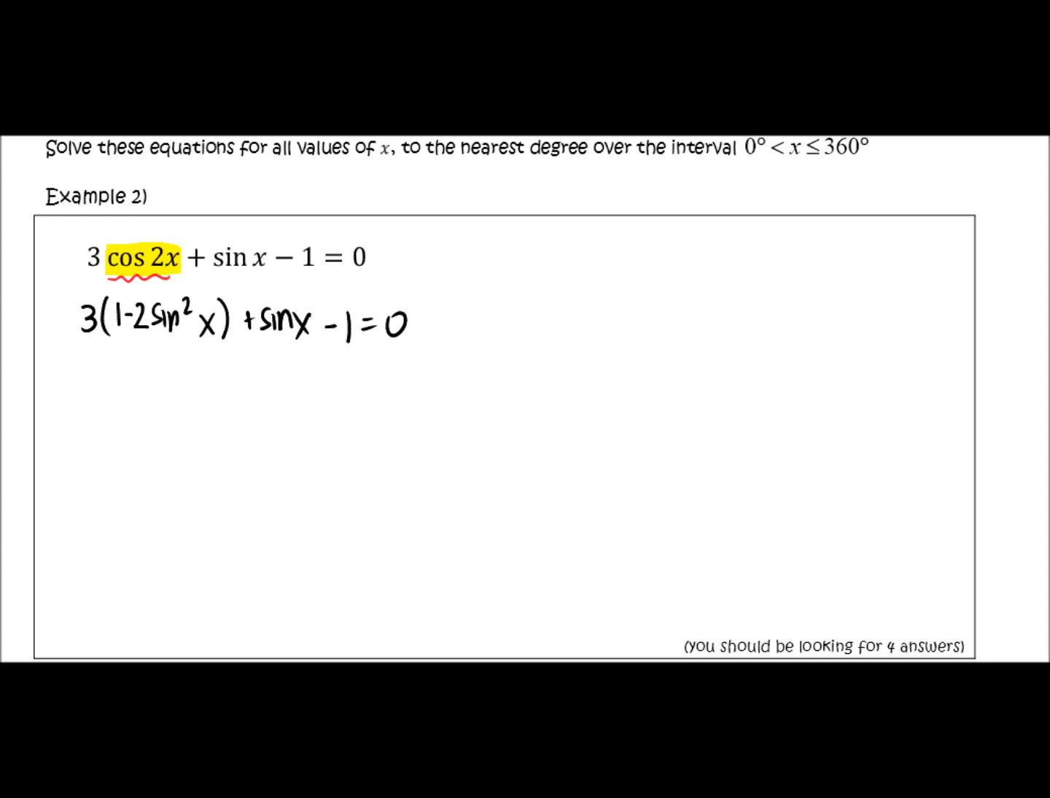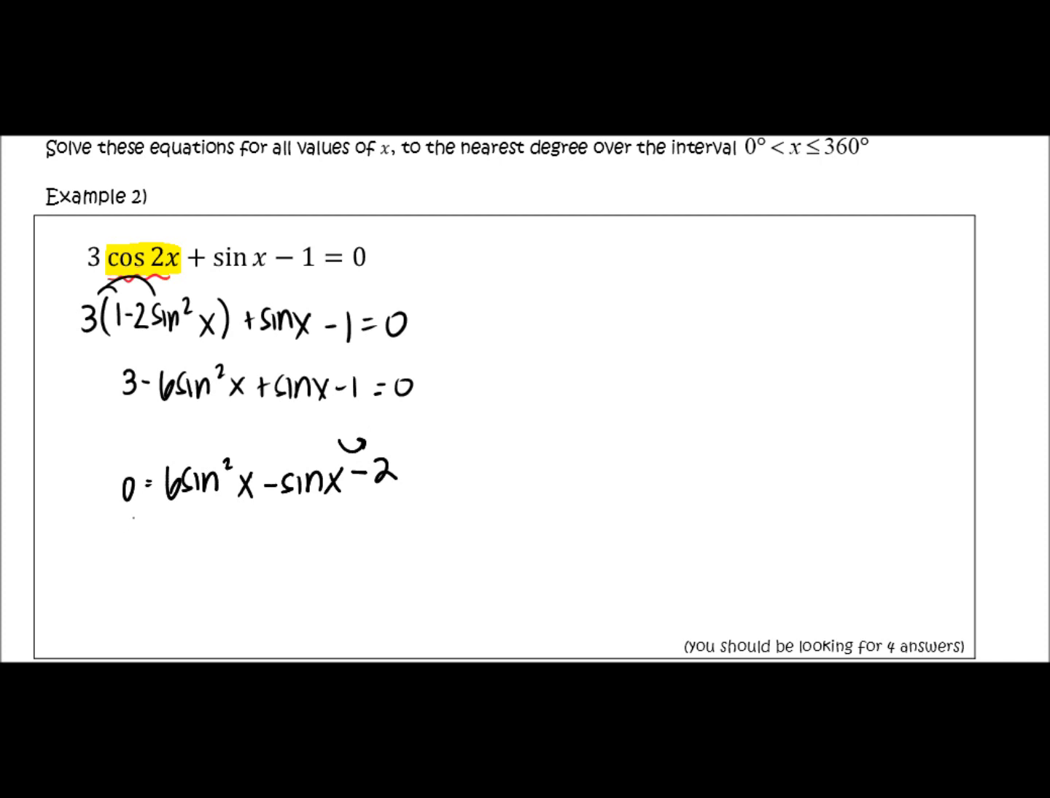Once we distribute this 3 and rearrange some things, this is going to be a normal sine equation. If we distribute that 3 to each piece, we're left with 3 minus 6 sine squared x plus sine x minus 1 equals 0. I'm going to go ahead and add everything over to that right-hand side. So we are left with 6 sine squared minus sine minus 2.